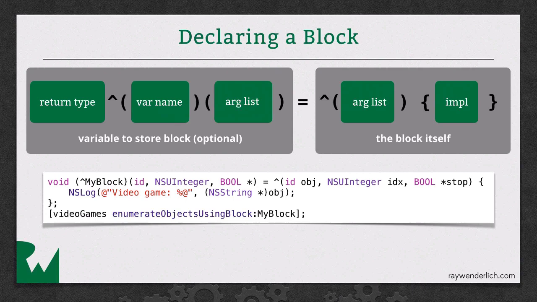And here's an example of using a block. videoGames is an NSArray, which you'll learn about in another video, but it has a method on it called enumerateObjectsUsingBlock. What that does is it goes through each of the objects in the array and calls the block on each object in there one at a time.